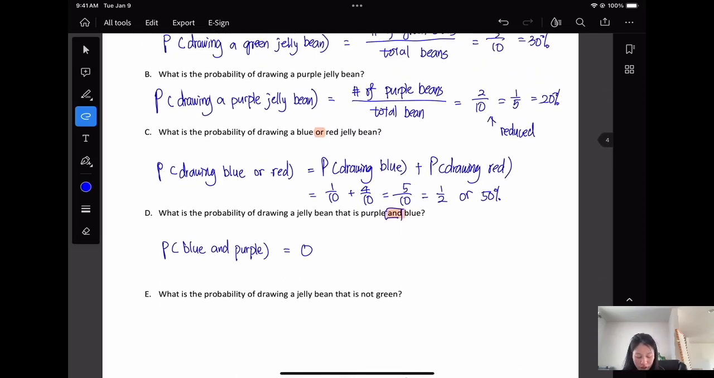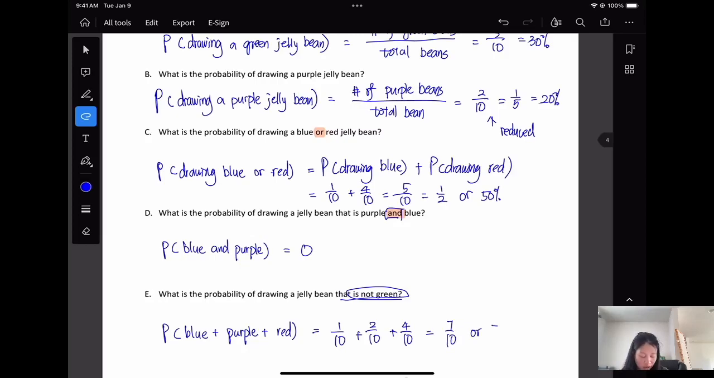Next one, what is the probability of drawing a jelly bean that is not green? Well, if it's not green, that could be what? They could be blue, purple, or red. If we add them all together, we have 1 out of 10 plus the purple, 2 out of 10, plus red, which is 4 out of 10. So the probability is going to be 7 out of 10, or 70%. So you have a 70% chance of drawing not green.